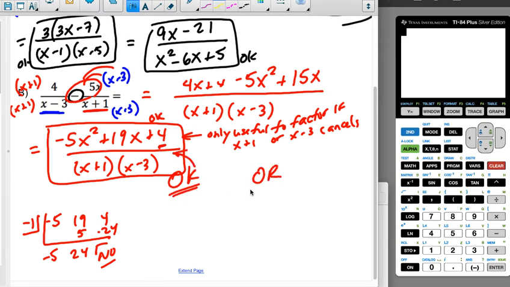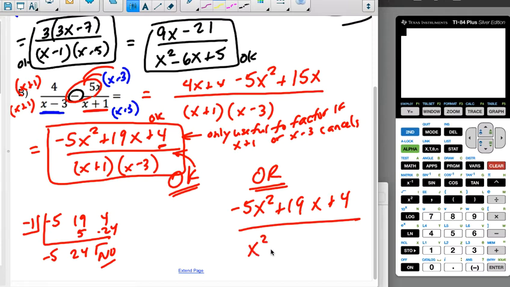If you really wanted to clean it up at all, you could FOIL the bottom, but really I don't think there's any incentive to do it. If you wanted to FOIL the bottom, you'd get x squared minus 2x minus 3, right? And that's okay too, but I would stop here, all right?